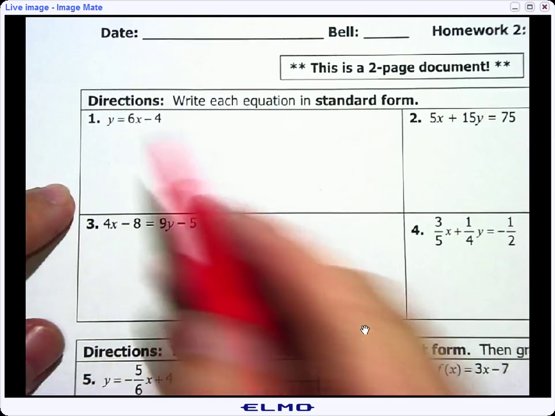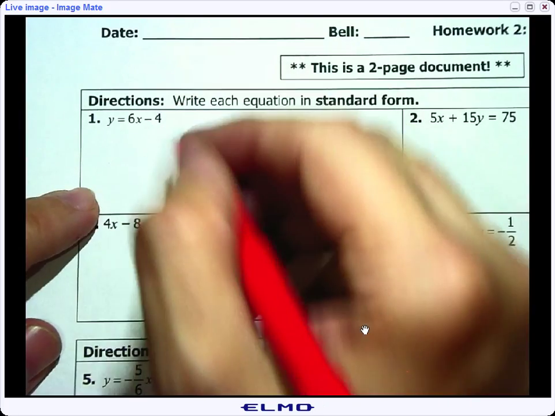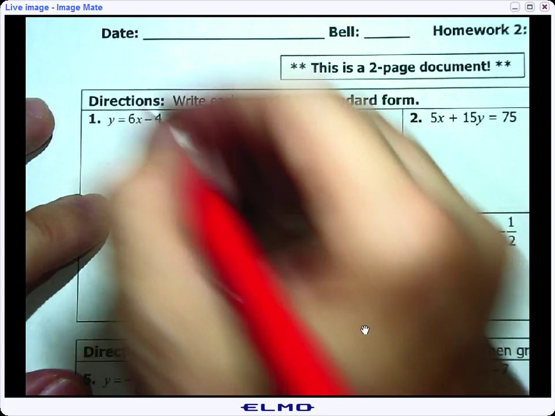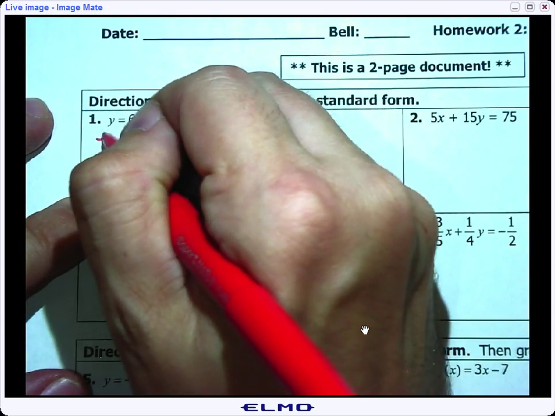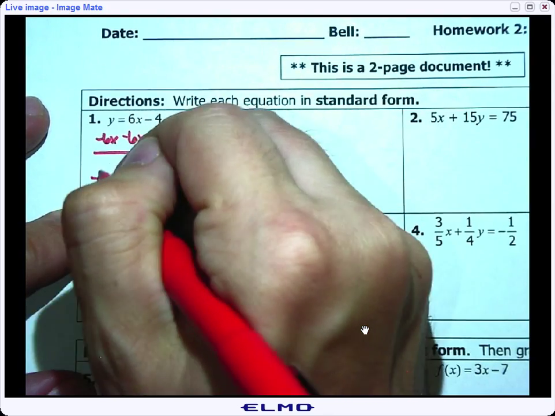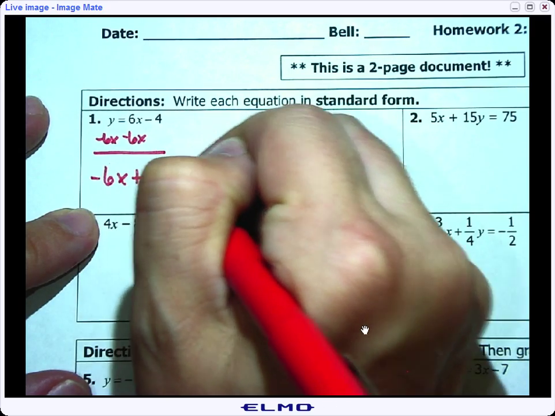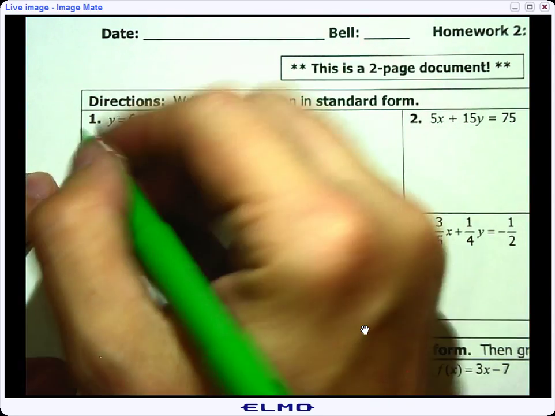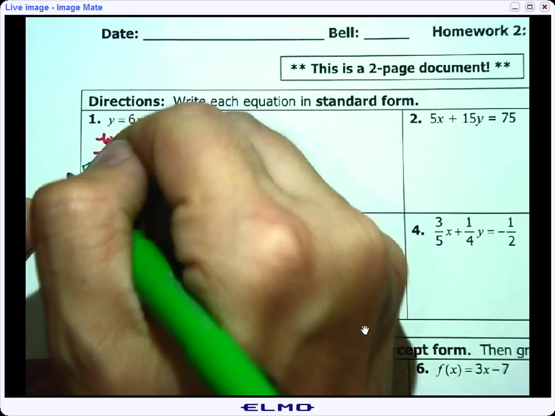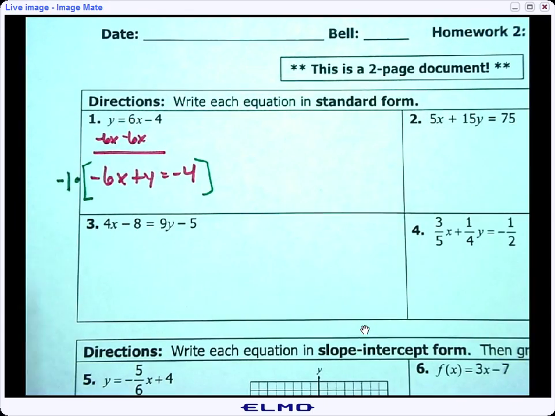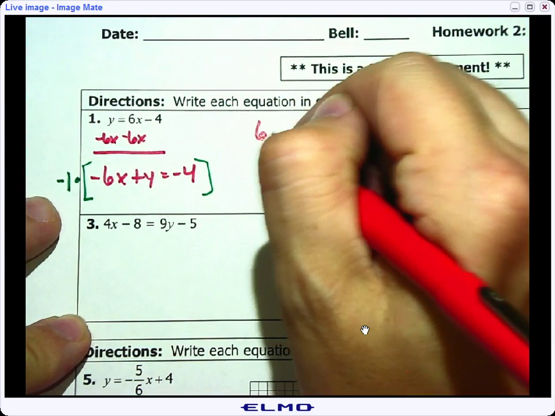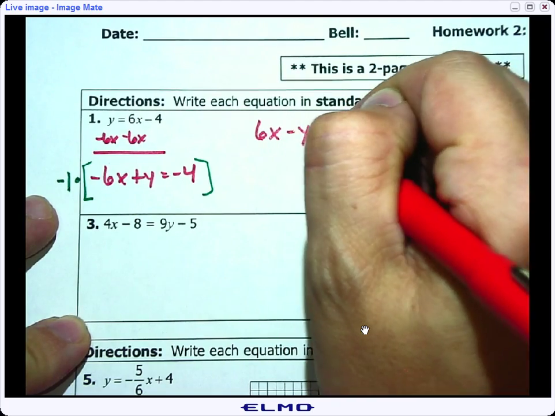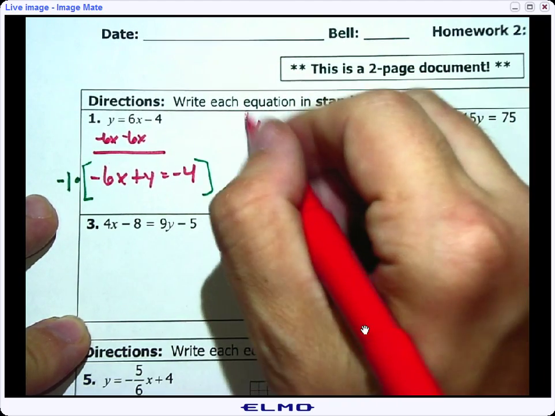It's given to me in slope-intercept form. I want to put it in standard form. So in other words, the x and the y have to be on the same side. So you're going to subtract this 6x from both sides, and you're going to get a negative 6x plus y equals negative 4. The problem now is that my a is a negative, so we have to fix that by multiplying everything by negative 1. And then that's going to give us the final answer of 6x minus y equals 4.